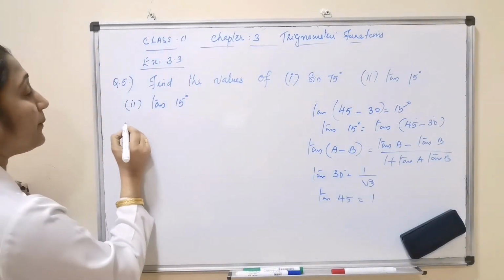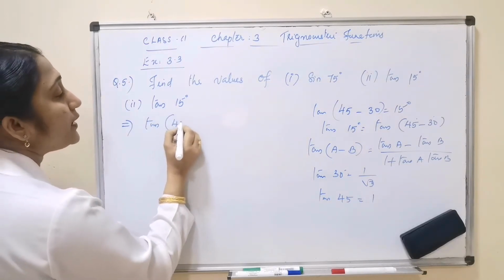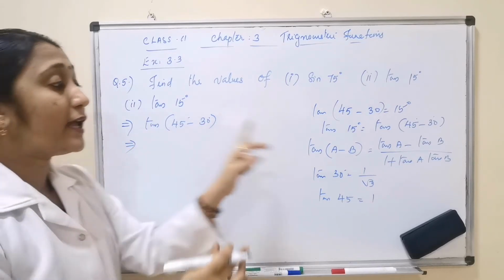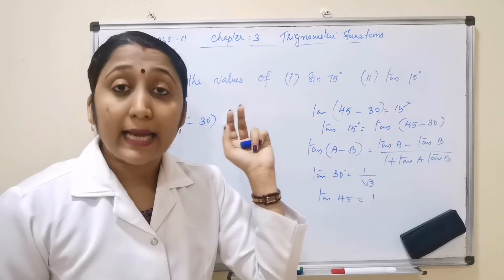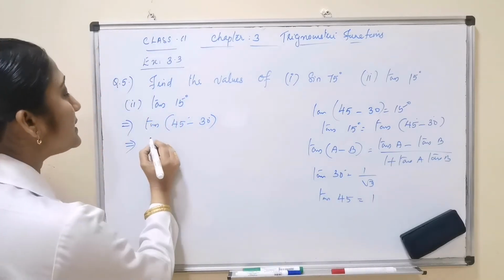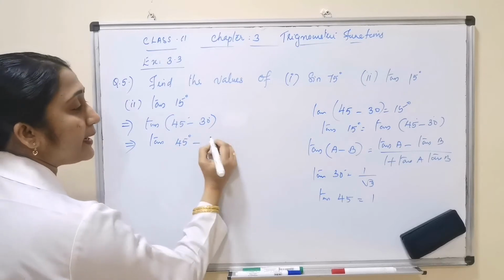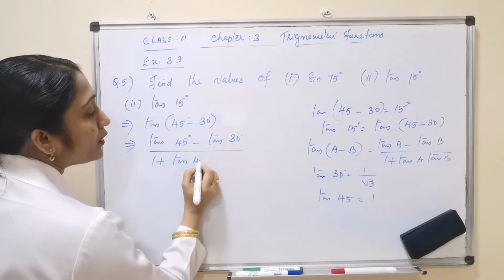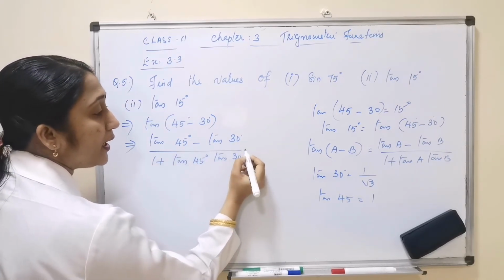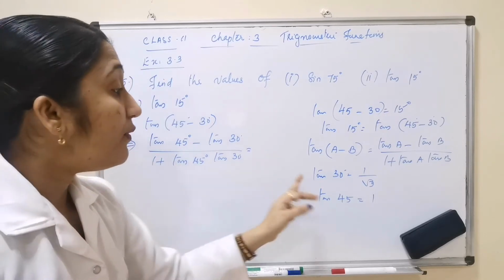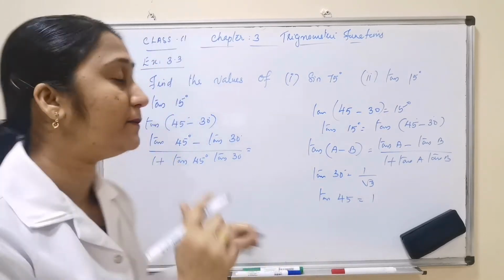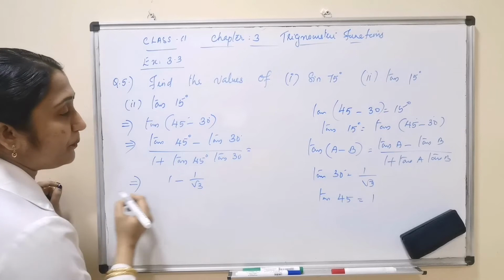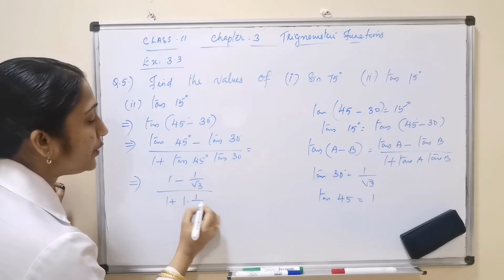Let us substitute here. That implies tan of 45 minus 30 degree. That is the tan of a minus b, so the formula is tan a minus tan b. That means tan 45 degree minus tan 30 degree divided by 1 plus tan 45 degree tan 30 degree. Let us substitute the values. Tan 45 will be 1. So here 1 minus tan 30, 1 by root 3, divided by 1 plus 1 into 1 by root 3.